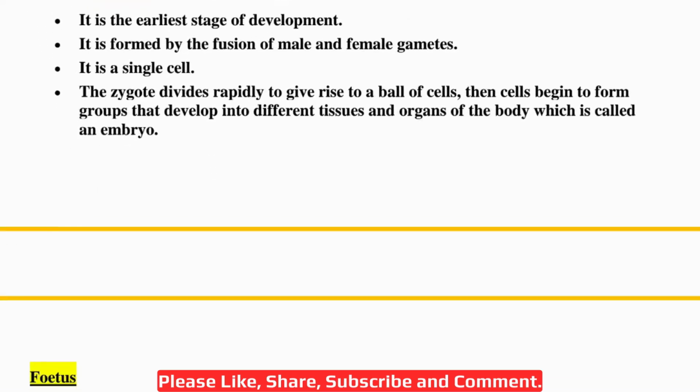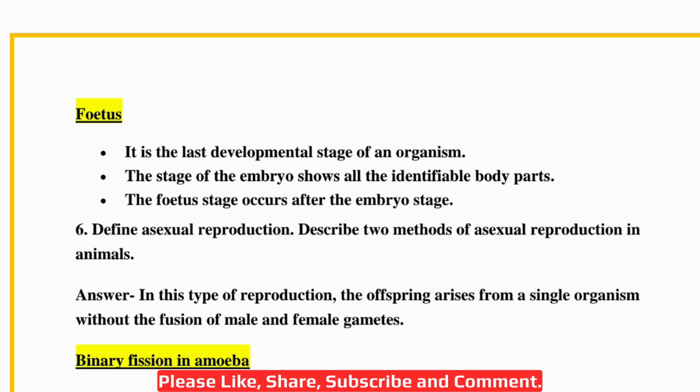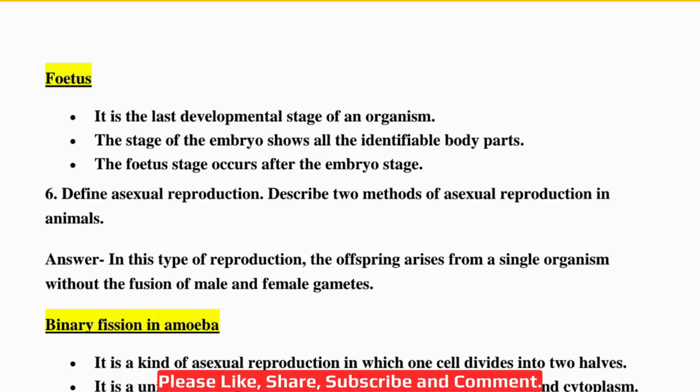And if we talk about a fetus, the fetus is the last developmental stage of an organism, because in between, the embryo is also there. So zygote, embryo, then fetus, then a baby. The stage of embryo shows all the identifiable body parts. We can easily see the body parts. The fetus stage occurs after the embryo stage. The third stage.